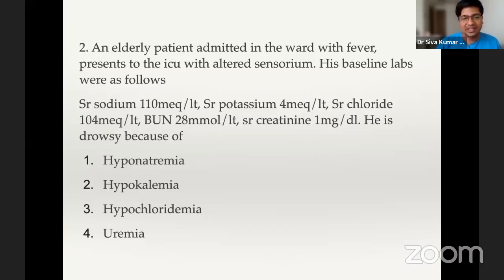So the answer here is, if you see the normal values for BUN, which are ranging around 20 to 40, it is not that high. So it is within the normal limits. The only thing which is abnormal in the electrolytes is the sodium levels.